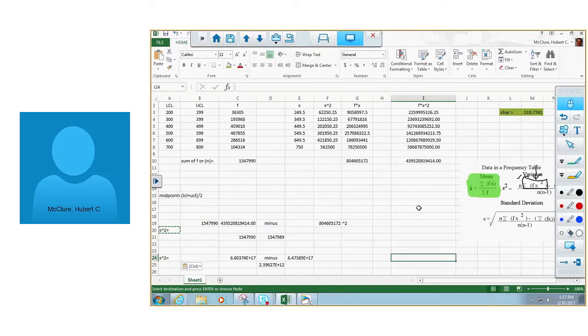All right, keep doing the math. Yeah, that's 2.4 times 10 to the 12th power. 6.5 times 10 to the 17th power. 6.8 times 10 to the 17th power. And this number has to be bigger or equal to what? That number. Because you can't take the square root of a negative. So if this number is not bigger or equal to this number, you've done something what? Wrong.